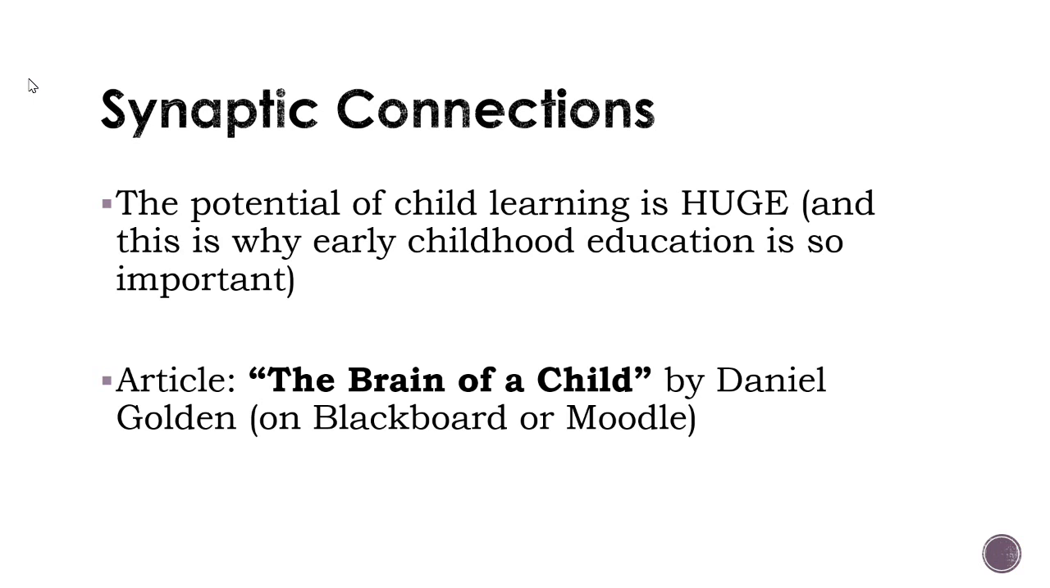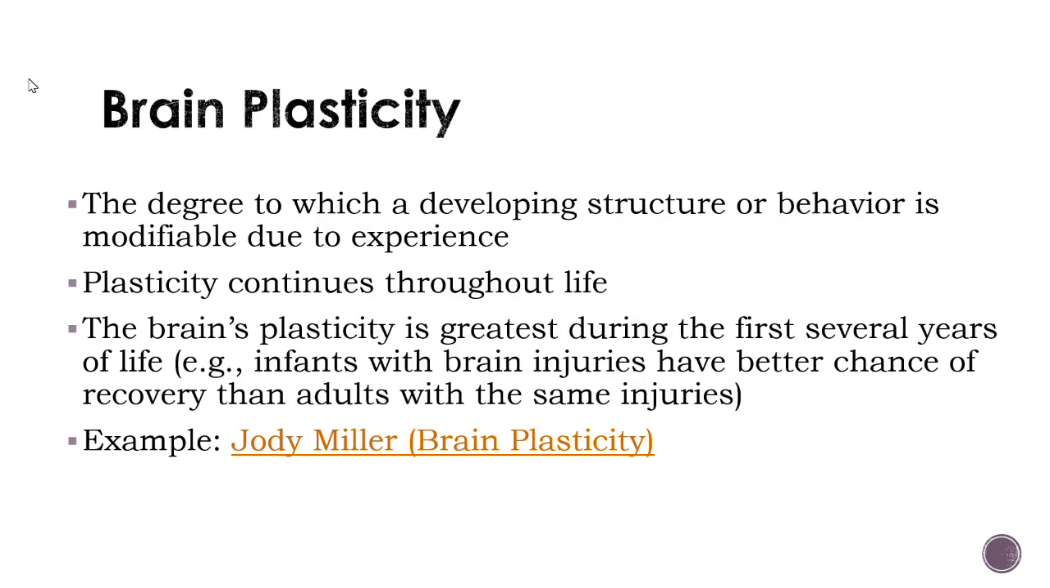connections and synaptic pruning. Right now, I'd like you to stop the lecture again and go to Blackboard if you're at PCC or Moodle if you're at Van Scramble and read this article, The Brain of a Child by Daniel Golden. It's really short, but it's really fascinating. And it talks about these synaptic connections and the synaptic pruning process.